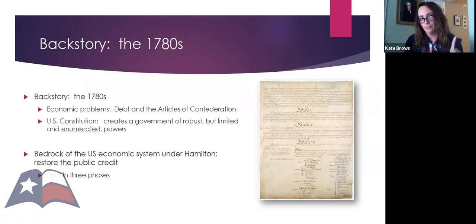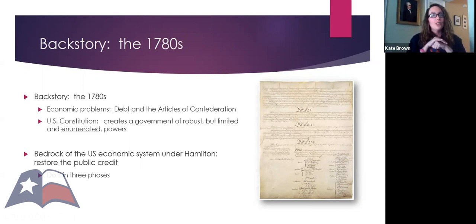Phase one is going to be the short-term plan. It's the immediate relief. How do we, right in this moment, stop the bleeding, turn the bankruptcy around, and restore the public credit in the here and now? That is phase one, and the two components of it are funding and assumption. And I'll get to those details in a second.